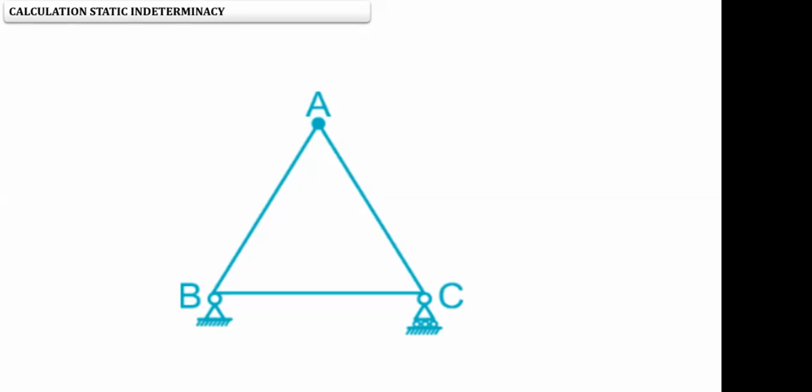Then what about the internal indeterminacy? How many members are there in the given diagram? Three, sir. AB, BC, CA. How many joints are there? Three, sir. Now if we apply M equals 2J minus 3, we get 0. So when we see any type of truss, first we identify the support reactions, and next the number of joints and number of members.